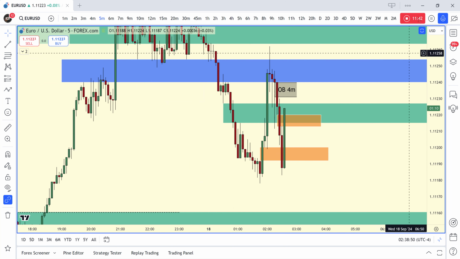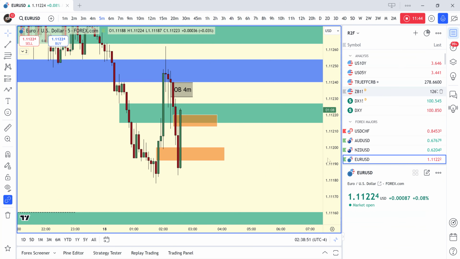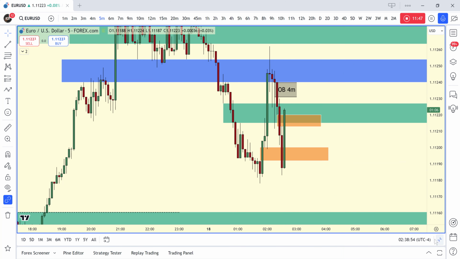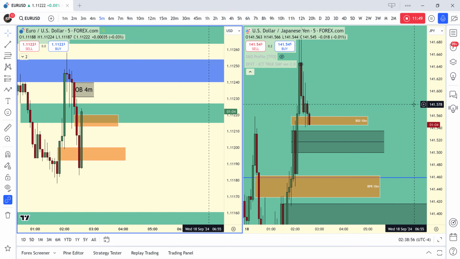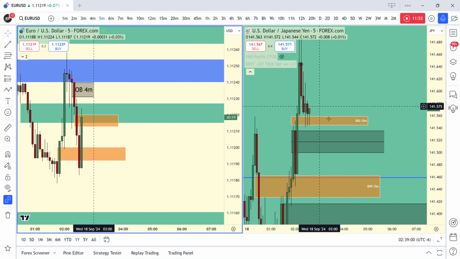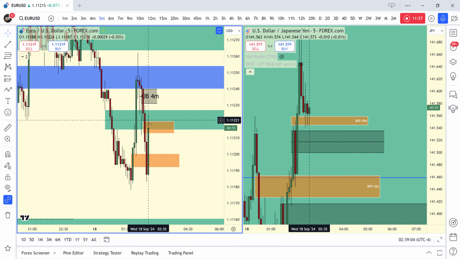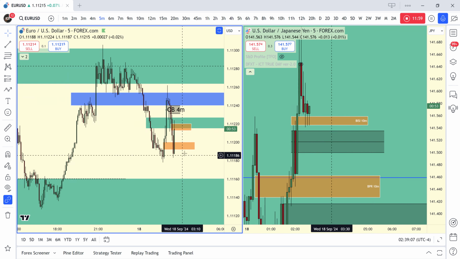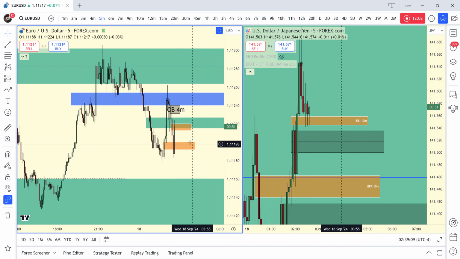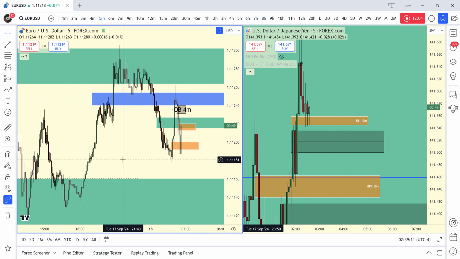Okay, we have 1 minute for this one. Let's see how the yen's doing. Still reacting off of here. So it's not over until it's over. Don't get too afraid. You know how forex can move.